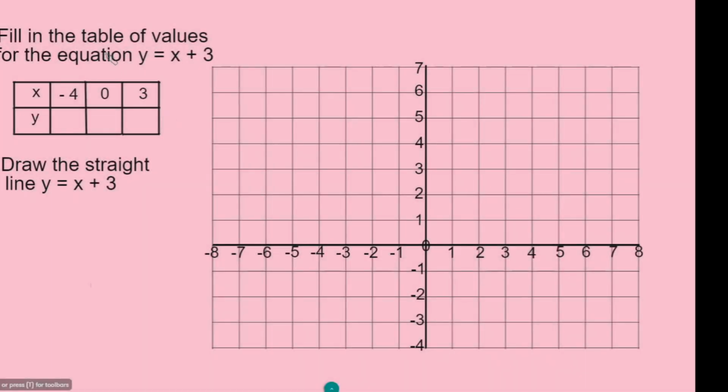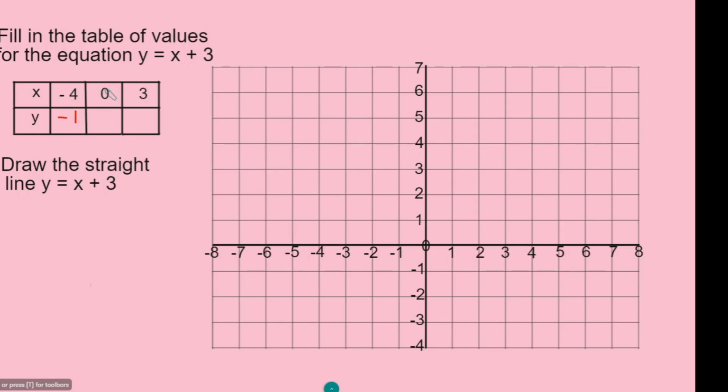Here, we've got to fill in the table of values for the equation y equals x plus 3. To fill in the values for y, we need to use the given values for x and substitute them in this equation to get the corresponding value for y. So let's get started. First, when x is minus 4, y becomes minus 4 plus 3, that will be minus 1. So you write that minus 1 here.